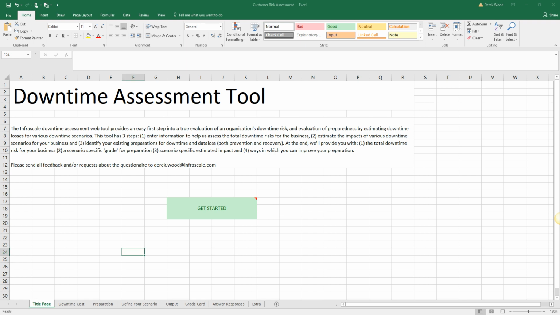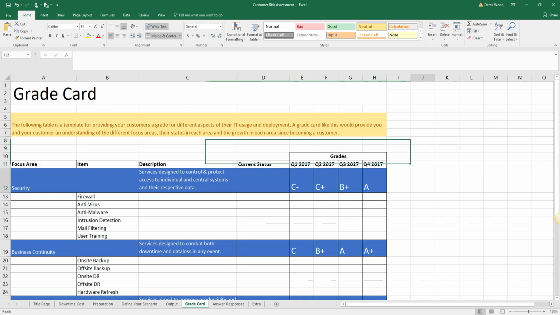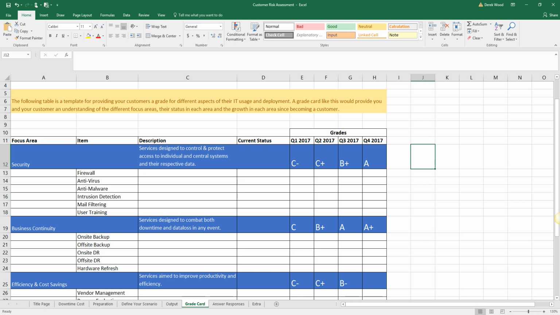So the first part would be the grade card. The grade card is a template that you can use and change, as is this whole workbook. The grade card is specifically aimed at that high level evaluation and status.